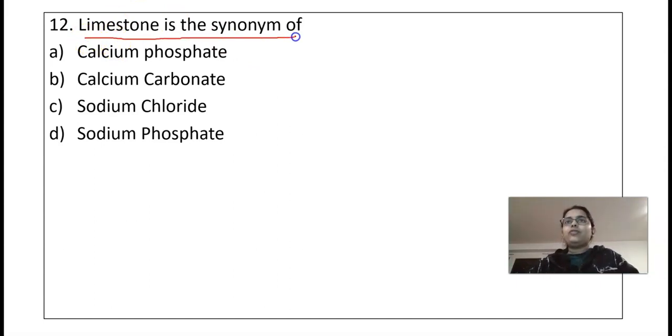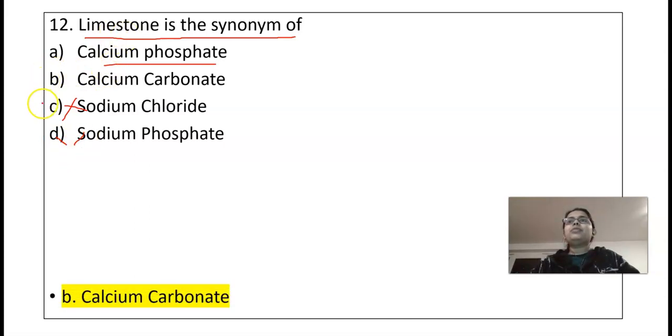Limestone is the synonym of... They can confuse you with this question. Limestone is the synonym of sodium chloride? You know it is the wrong answer. Sodium phosphate, maybe a possibility. Okay, so the correct answer is calcium carbonate. That is B. B is the correct answer. Calcium carbonate, also known as limestone.